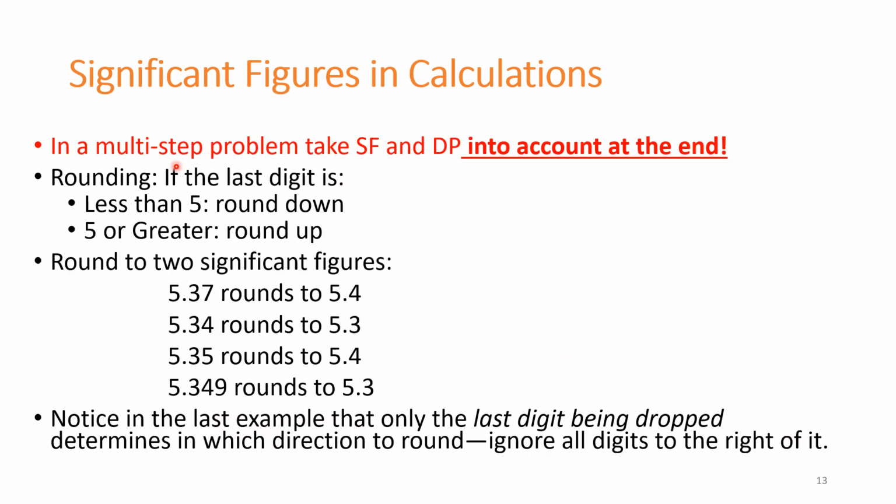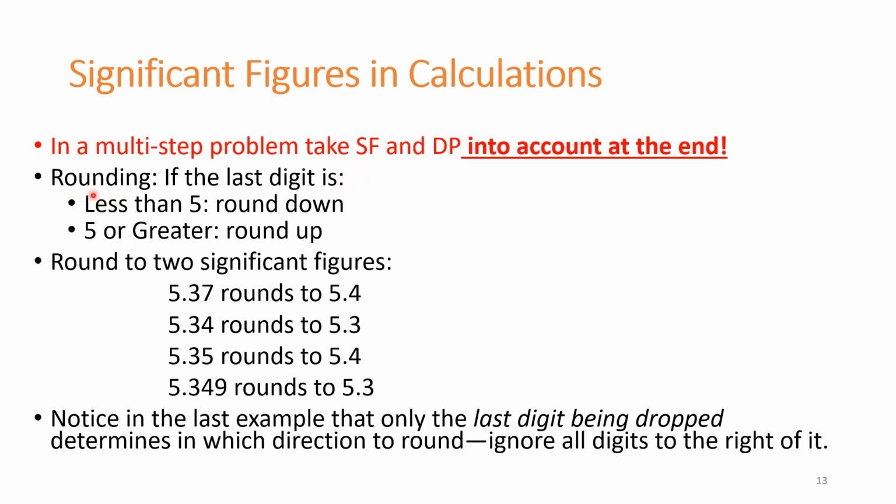If you're doing a problem that requires multiplication and then division and then some sort of subtraction, anything like that, that's a multi-step problem, you will take the sig figs and decimal places into account at the very end. You keep as many digits as possible until the very last operation, and whatever final answer that you get, that's the one that's going to determine how many sig figs or decimal places you need to have in your final answer. Now, when that happens, you're basically going to have extra digits, right?